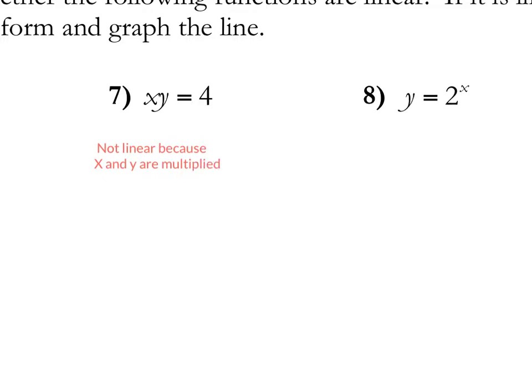Number 8, right away, should be a red flag. See how x is up here? X is an exponent, not allowed in a linear function. So, not linear because x is an exponent. Okay?